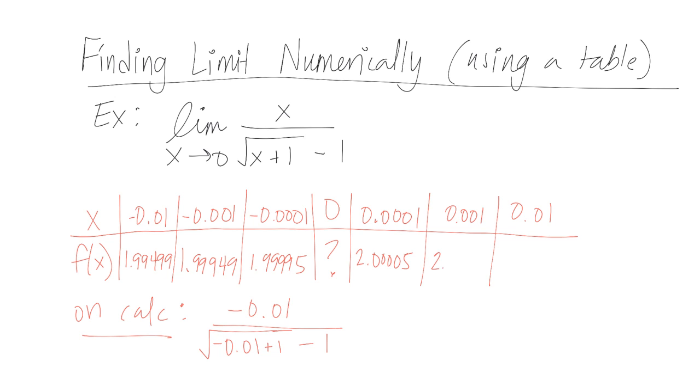Then the next one I get 2.0005, and then this one I get 2.00499. Okay, it becomes pretty apparent that from both directions, as x approaches 0, I get very, very, very close to 2. Okay, so that's how I would use a table.